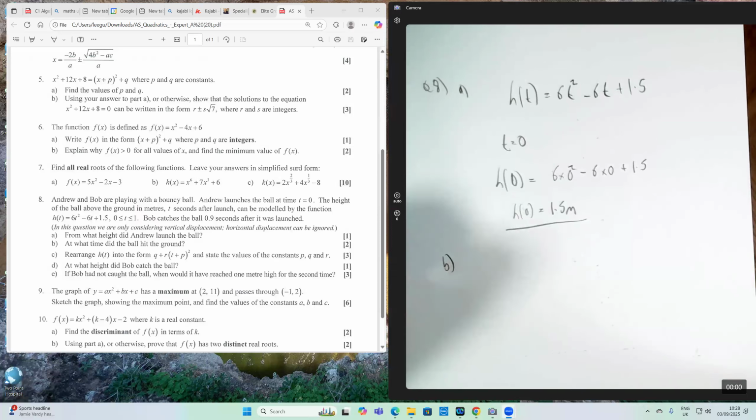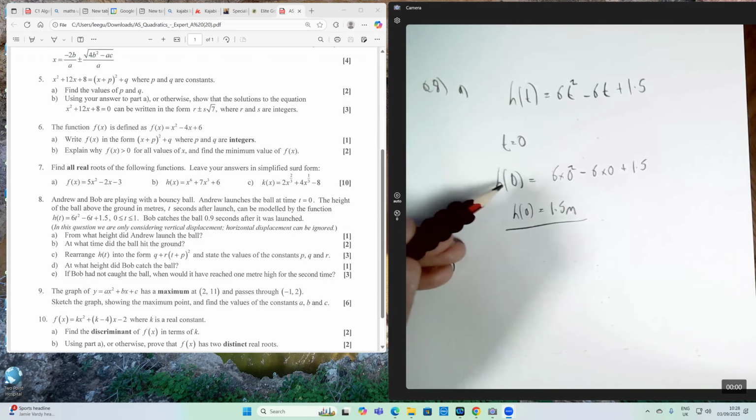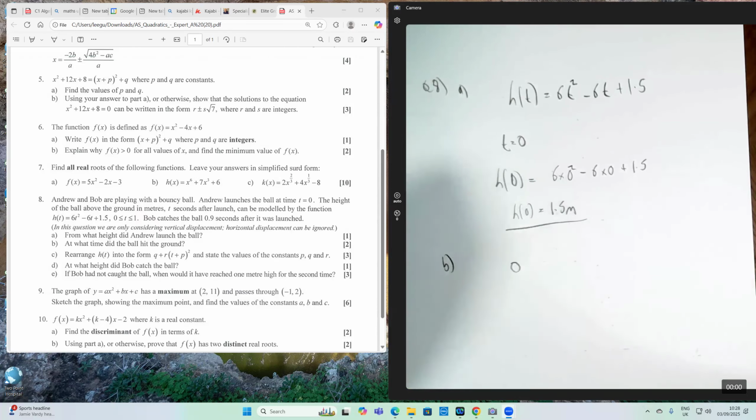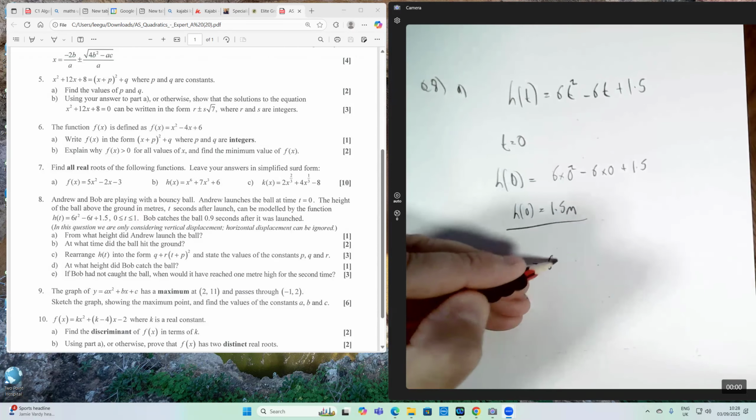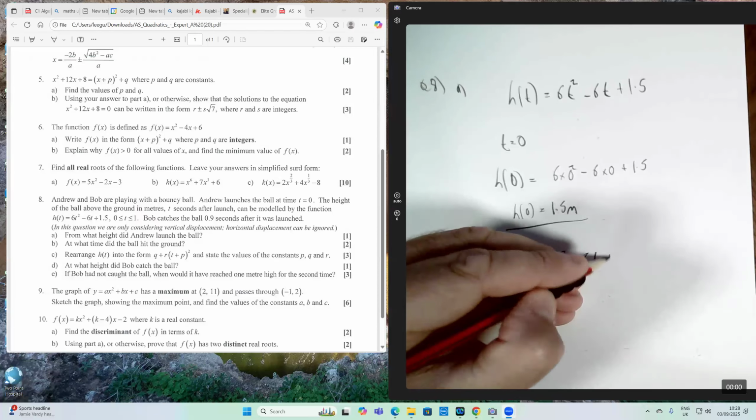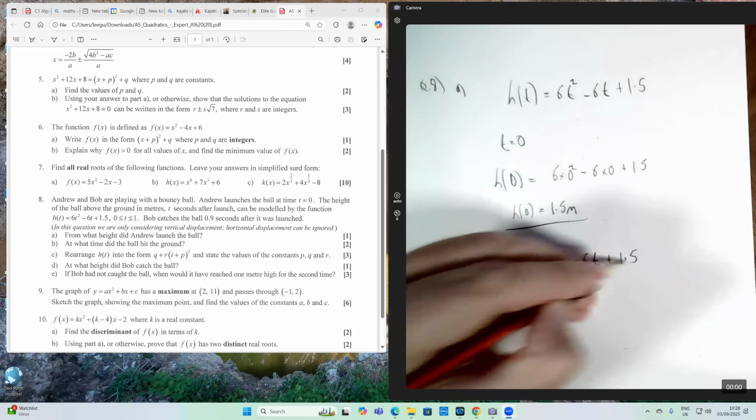Part B. At what time did the ball hit the ground? Now, the function is the height of the ball above the ground. So when the ball has hit the ground, this is 0. So when the ball hits the ground, its height above the ground is 0. In other words, we basically just have to solve this quadratic.